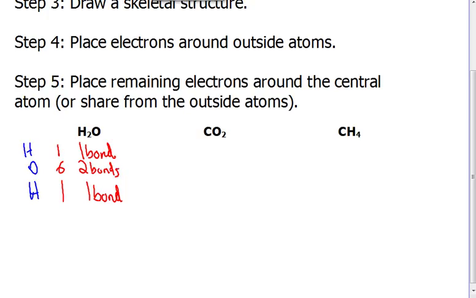How could we put these pieces together? This is like Legos. How could we assemble this so that everything's got the right number of bonds? Who needs the most? Oxygen? So put that one in the middle, and then put the hydrogens on the outside. Draw the dots. 1, 2, 3, 4, 5, 6.